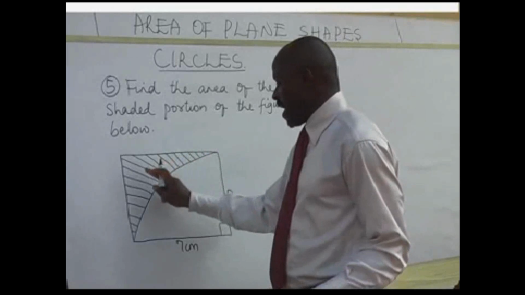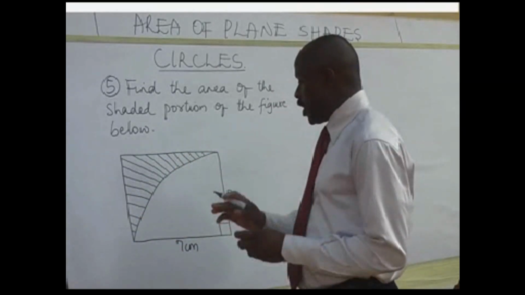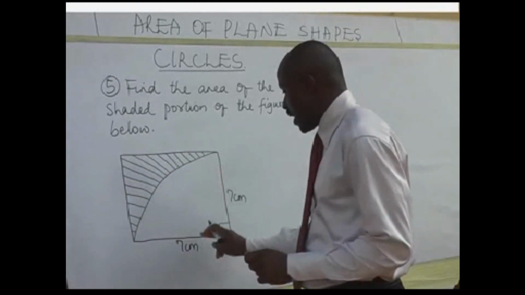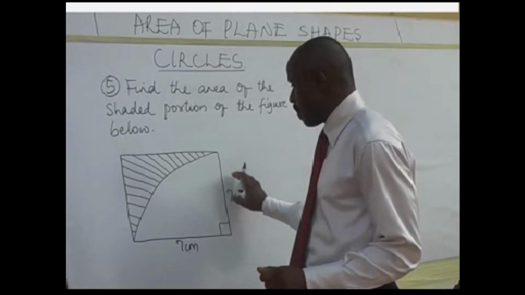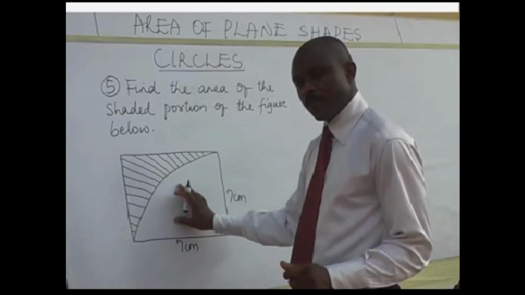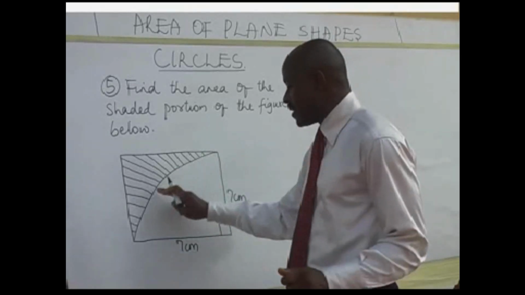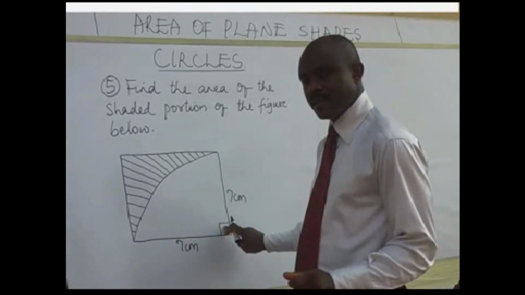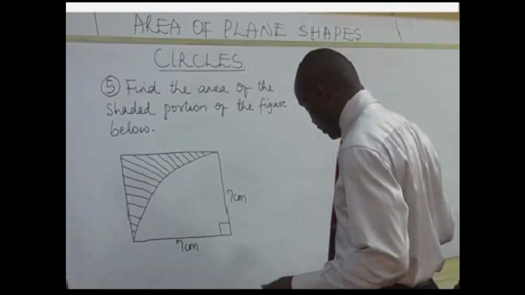This shaded portion, there is no parameter or formula to find its area. But the only way we can find its area is by finding the area of the complete square. You know that this is a square. If this side is 7 cm and this side is 7 cm, that means this is a square. Find the area of the square and subtract the area of the sector that has an angle of 90 from it. Whatever it gives you is the area of the shaded portion.